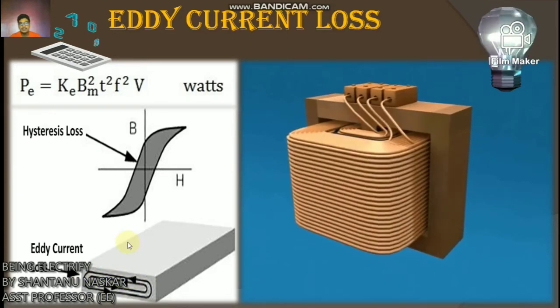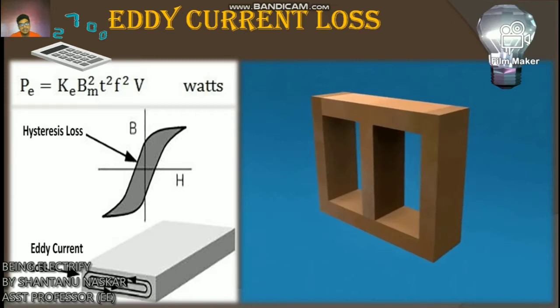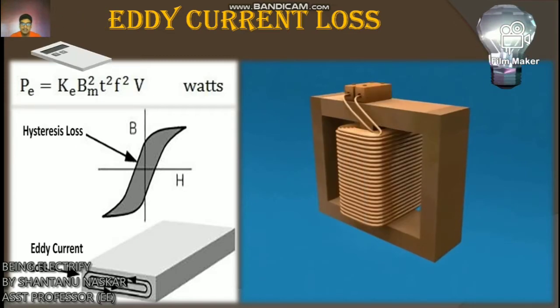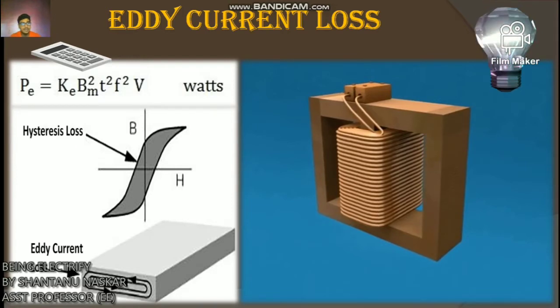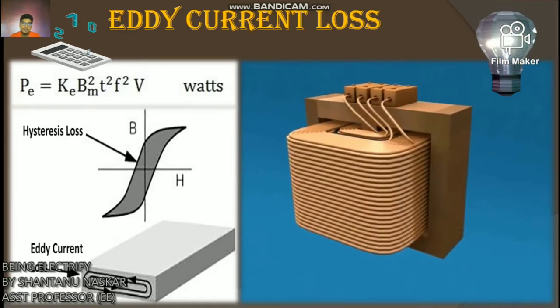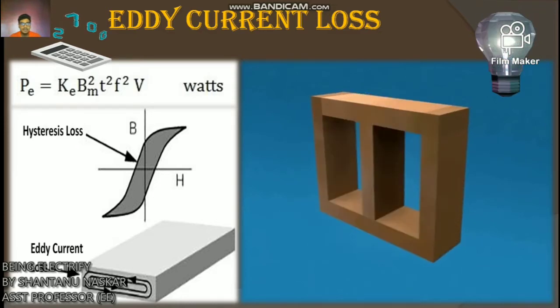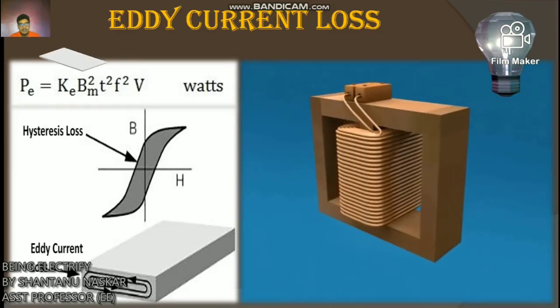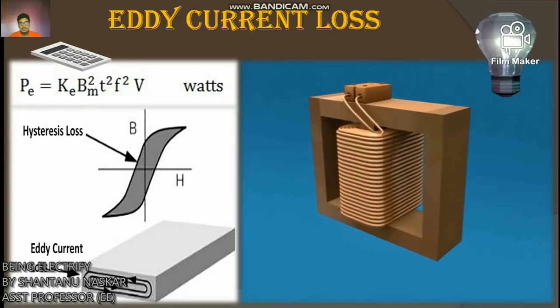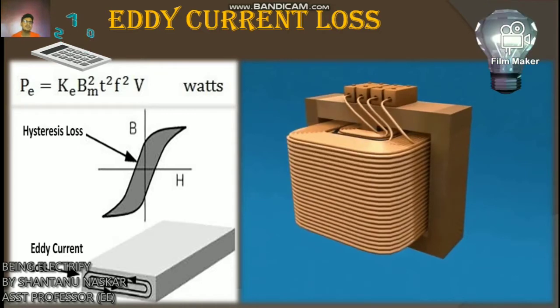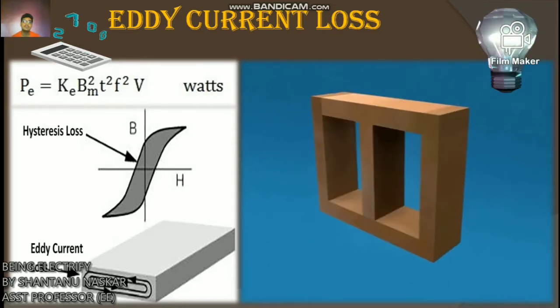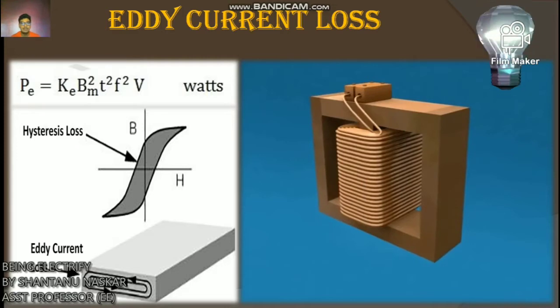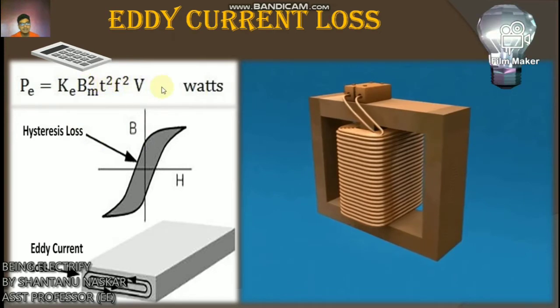They occur when the conductor experiences a changing magnetic field. As these currents are not responsible for doing any useful work, they produce a loss, that means I squared R loss in the magnetic material, known as eddy current loss. Very easy. The eddy current loss is also minimized by making the core with thin laminations, and the equation of eddy current loss is given by Pe equals Ke B max squared t squared F squared V watts.